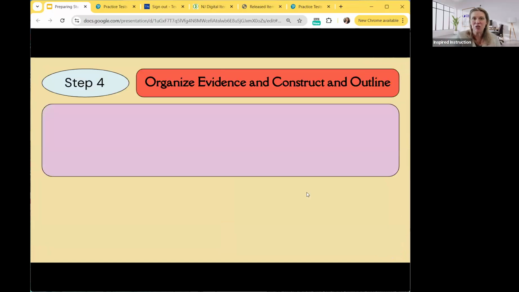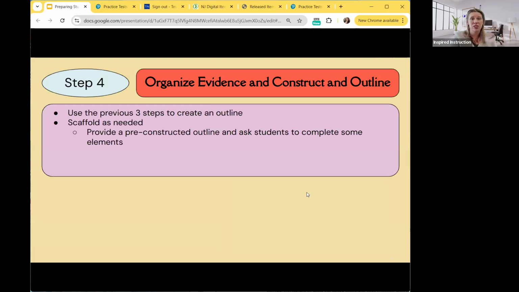All right, step 4 is to organize that evidence and construct an outline. So we use the previous 3 steps to create our outline. We scaffold as needed, and that might be providing a pre-constructed outline and asking students to complete some of it. So again, fill in the blank. I was a big fan of fill in the blank and doing it together on the smartboard.